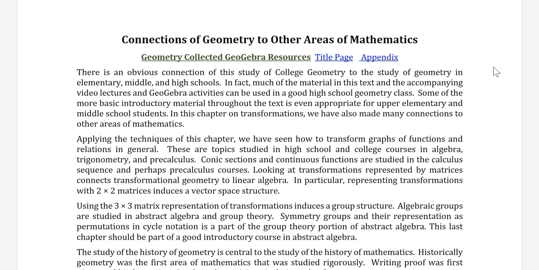Looking at transformations represented by matrices connects transformational geometry to linear algebra, and in particular representing transformations with 2 by 2 matrices introduces a vector space structure. Using the 3 by 3 matrix representations of transformations induces a group structure, and algebraic groups are studied in abstract algebra and group theory. Symmetry groups and their representations as permutations and cycle notation is a part of the group theory portion of any good abstract algebra class.